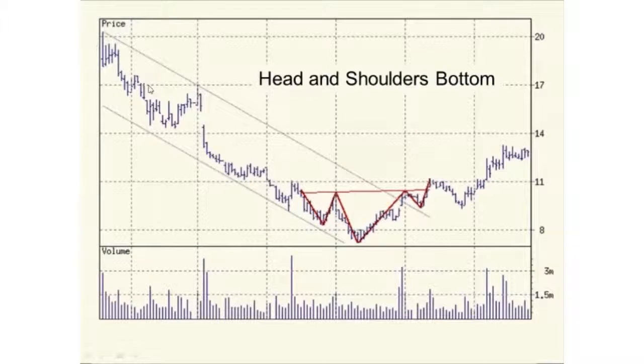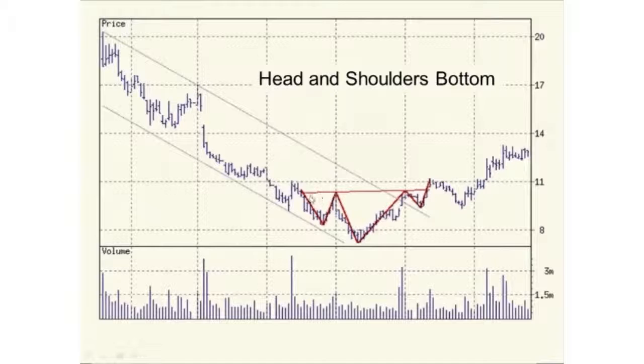You can see we have a declining market for the stock. Stock price is declining day over day, and here I've drawn a channel. You'll see we have a head and shoulders forming, indicated here in red. It's called a head and shoulders because it kind of looks like an upside down person.